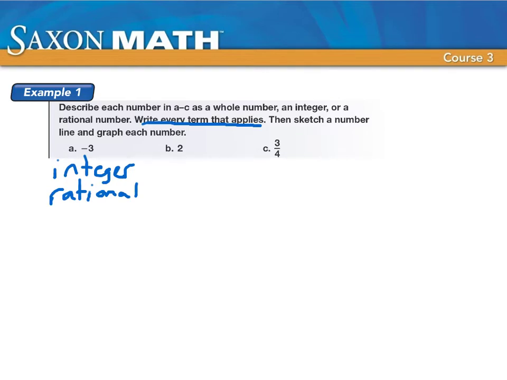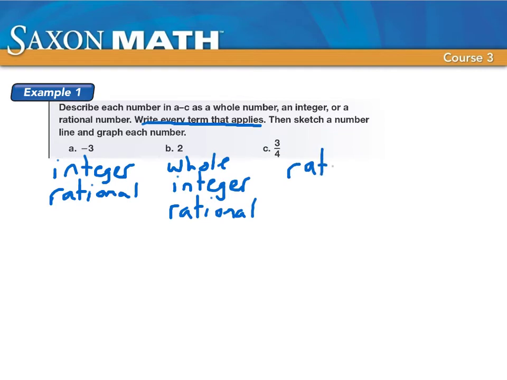Okay, let's look at the number 2. Well, number 2 goes in the whole number category, so it is also an integer, and it is also rational. Okay, 3/4. 3/4 is not a whole number because whole numbers can't be fractions. It's not an integer because integers can't be fractions, but it is a rational number.